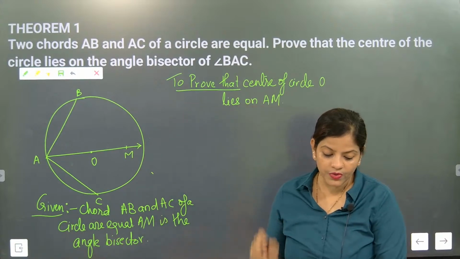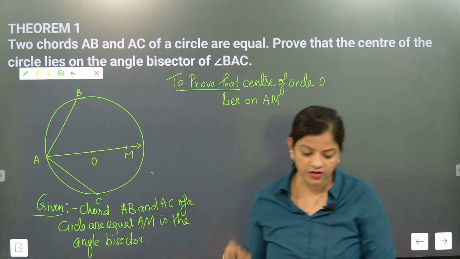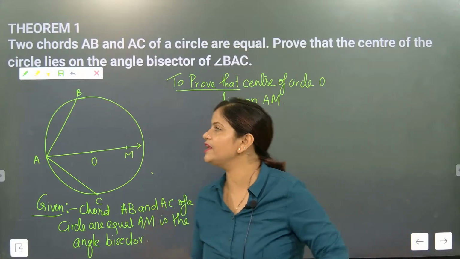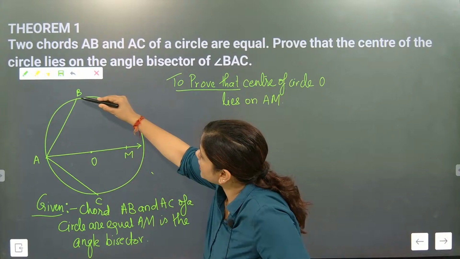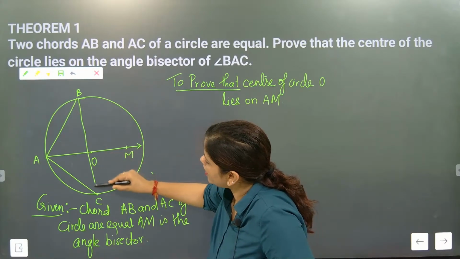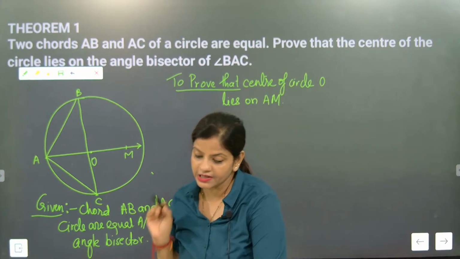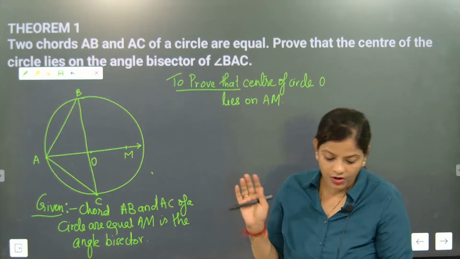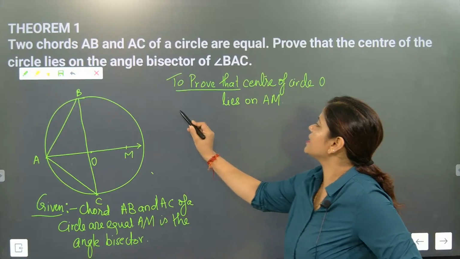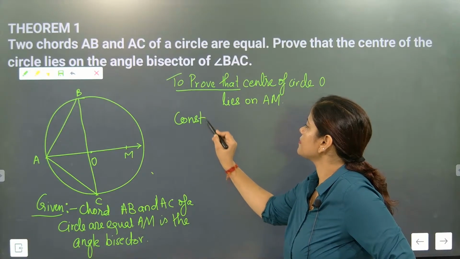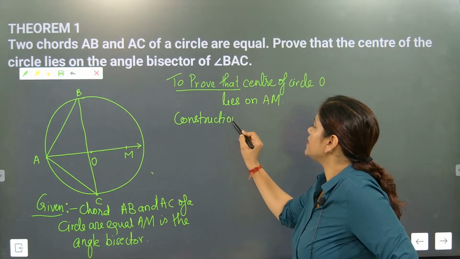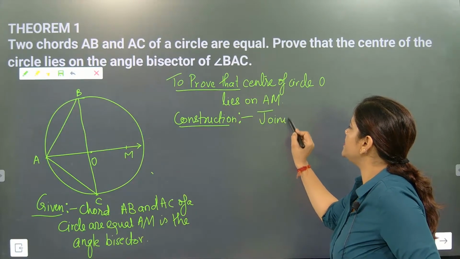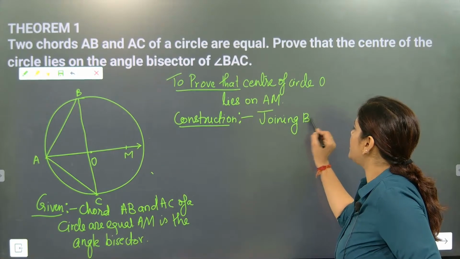Okay. So now what we are going to do is construction work. What construction work? We will be joining BC. So this C we have taken, now we are going to join BC. Note down here: in the construction section, we will be writing joining BC. So we have joined BC.